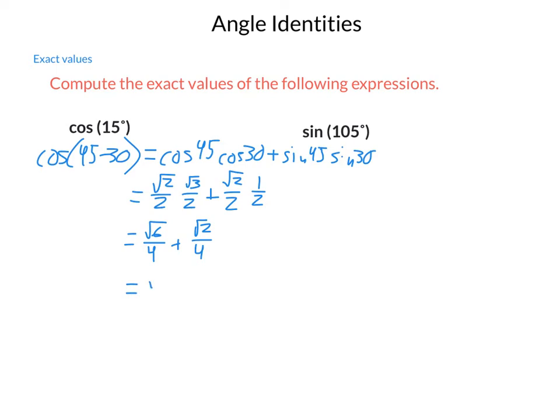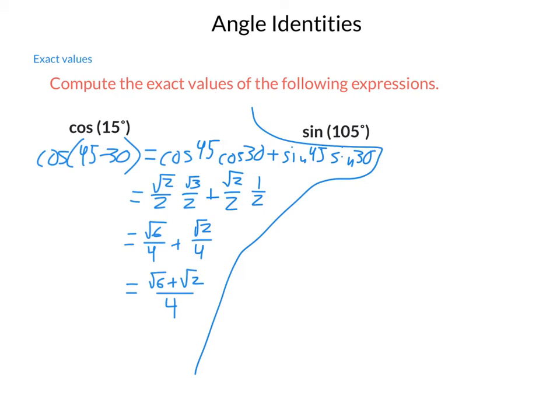So we end up with an exact value of square root of 6 plus square root of 2, all divided by 4. And there we have the exact value of the cosine of 15 degrees. What if we were to take a look at our sine of 105? So I'm going to drop a quick line here, separate out my items, and then let's take a look at our next one.